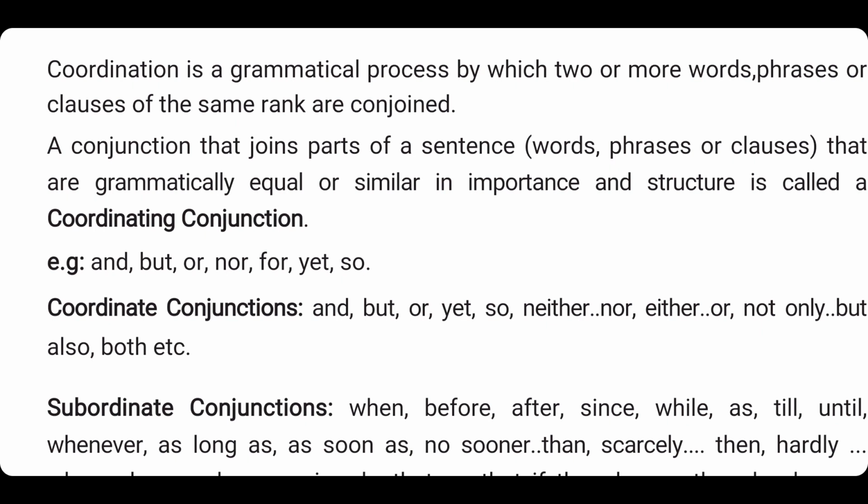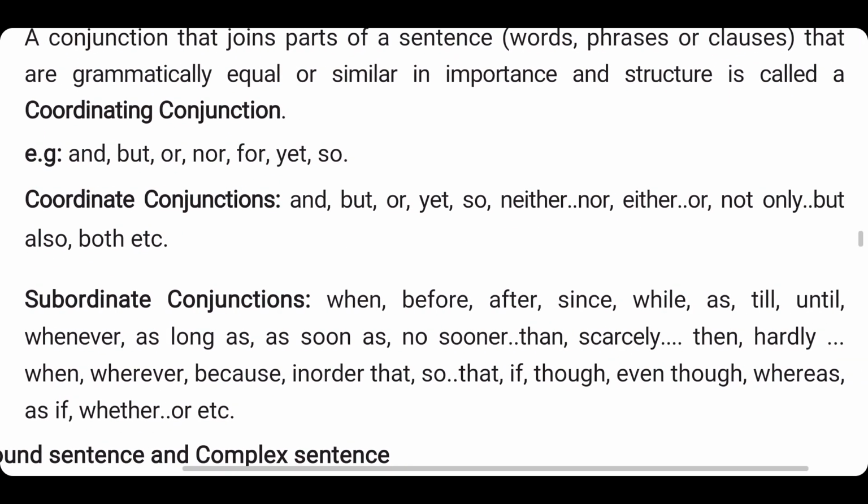Coordination is a grammatical process by which two or more words, phrases or clauses of the same rank are conjoined. A conjunction that joins parts of a sentence that are grammatically equal or similar in importance and structure is called a coordinating conjunction. Some of the coordinating conjunctions are given here: and, but, or, yet, so, neither, nor, either, or, not only, but also, both. These are all coordinating conjunctions.